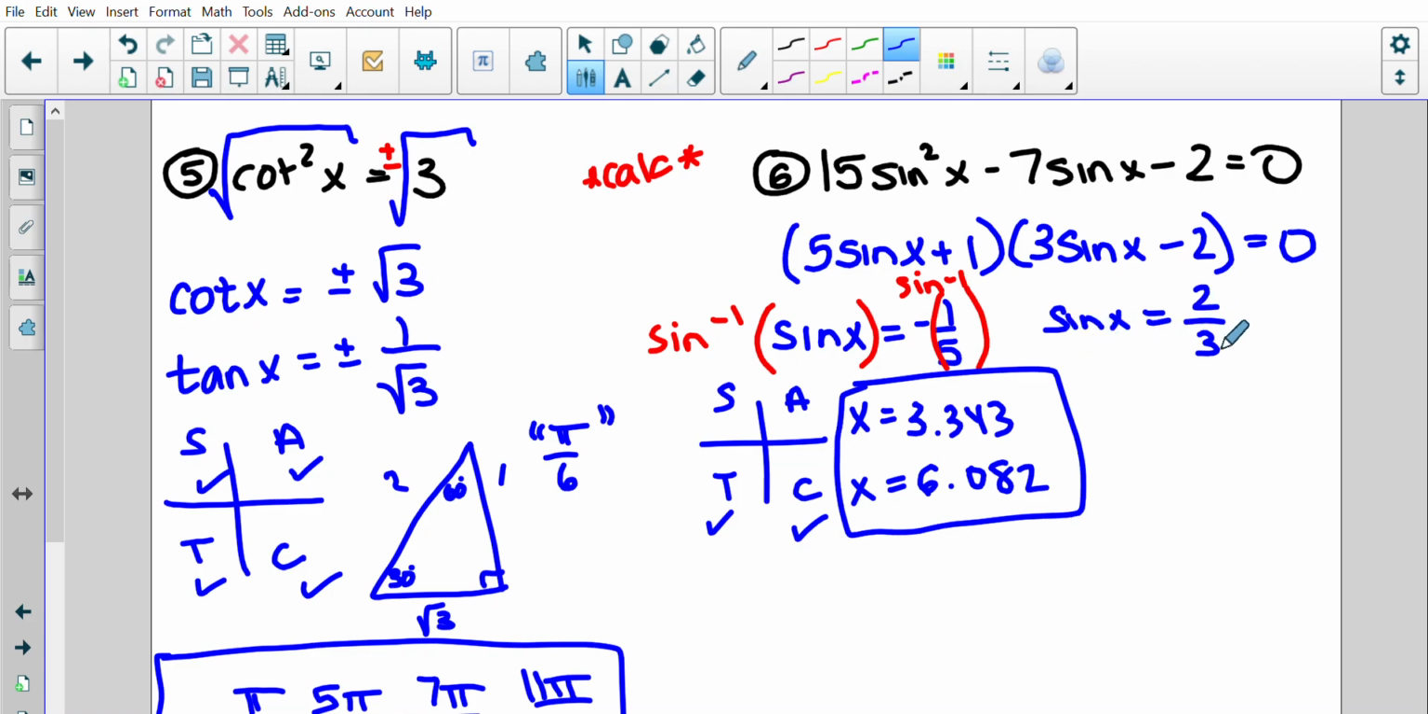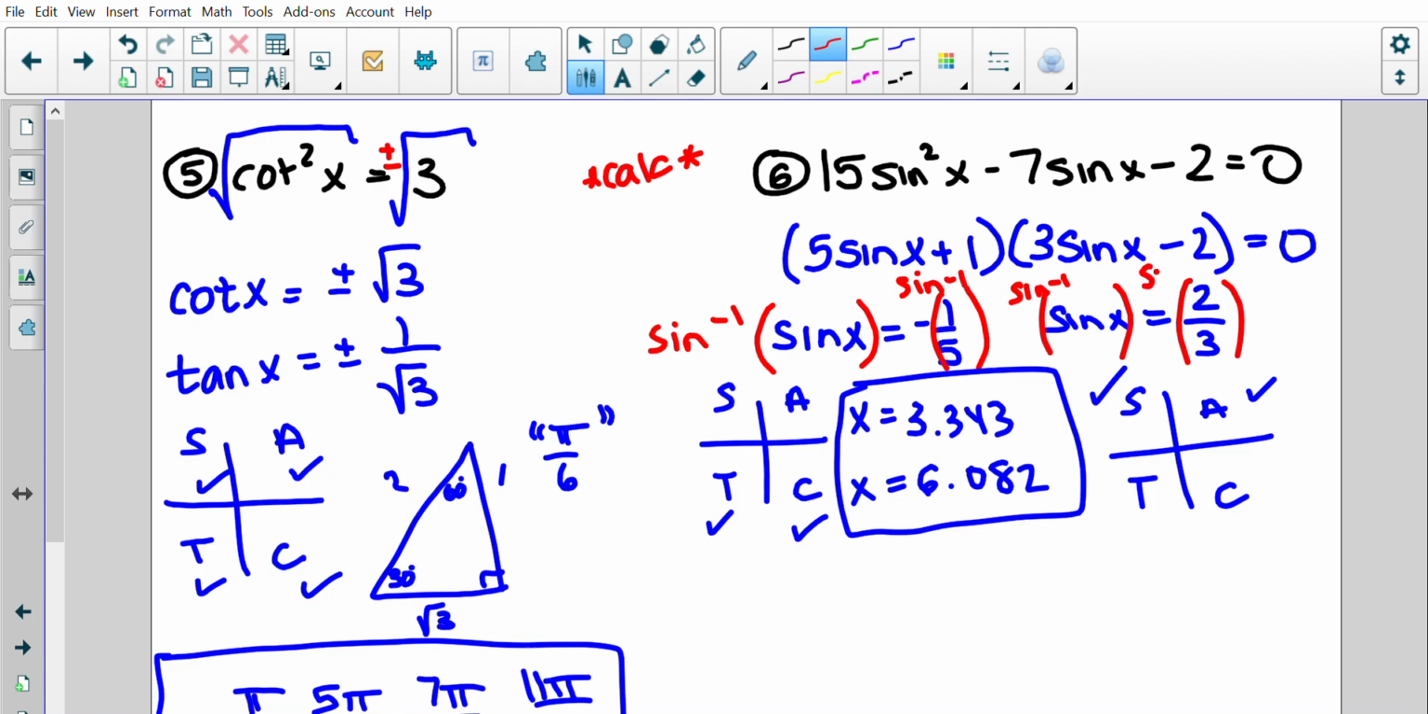We take the same approach for this second equation that we have to solve, where sine x equals 2/3. Again, you determine what quadrants you're in, and this time our ratio is positive, so we have to be in quads 1 and 2. And then I inverse sine both sides in order to solve for x. And again, 2/3 is an acceptable ratio because it's in between negative 1 and 1, so we're allowed to do that.